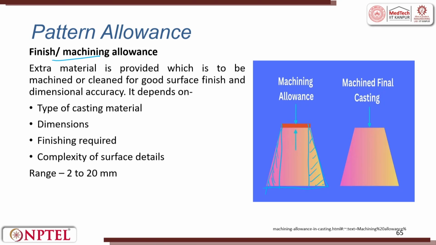So, once the mold is done and the casting is done, we try to remove all the extra material and also all the taper such that it meets the requirements. Extra material is provided which is to be machined or cleaned for good surface finish and dimensional accuracy. Depending upon the casting material, dimension, finish required and the complexity of the surface, 2 to 20 millimeter is given as machining allowance in the pattern itself.